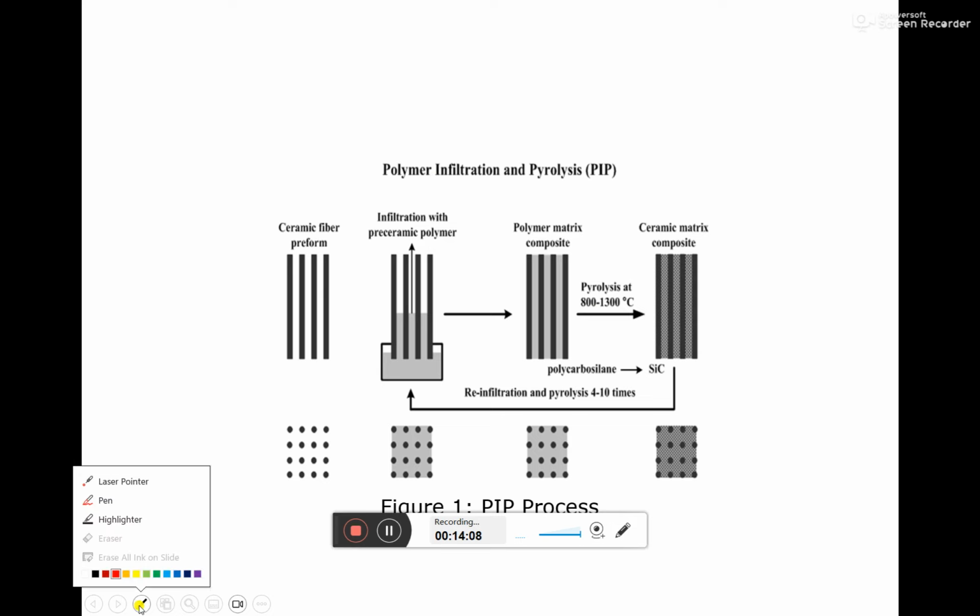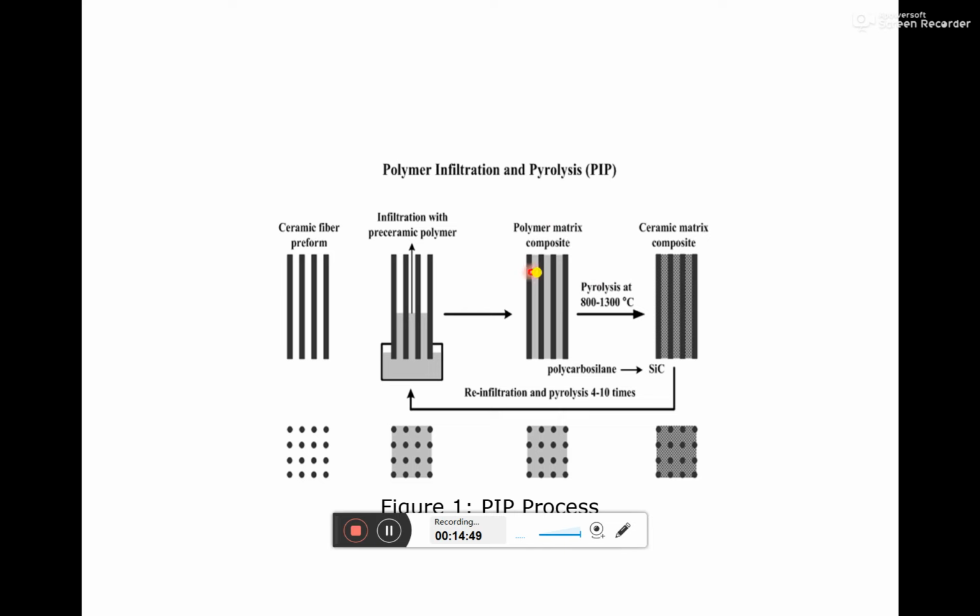You can see that first we have to prepare the ceramic fiber preform. After that we infiltrate the chosen polymer precursor by means of vacuum or some pressure assisted technique over this fiber preform, and after that we perform the curing operation. We heat it so that the polymer precursor and fiber get hardened.